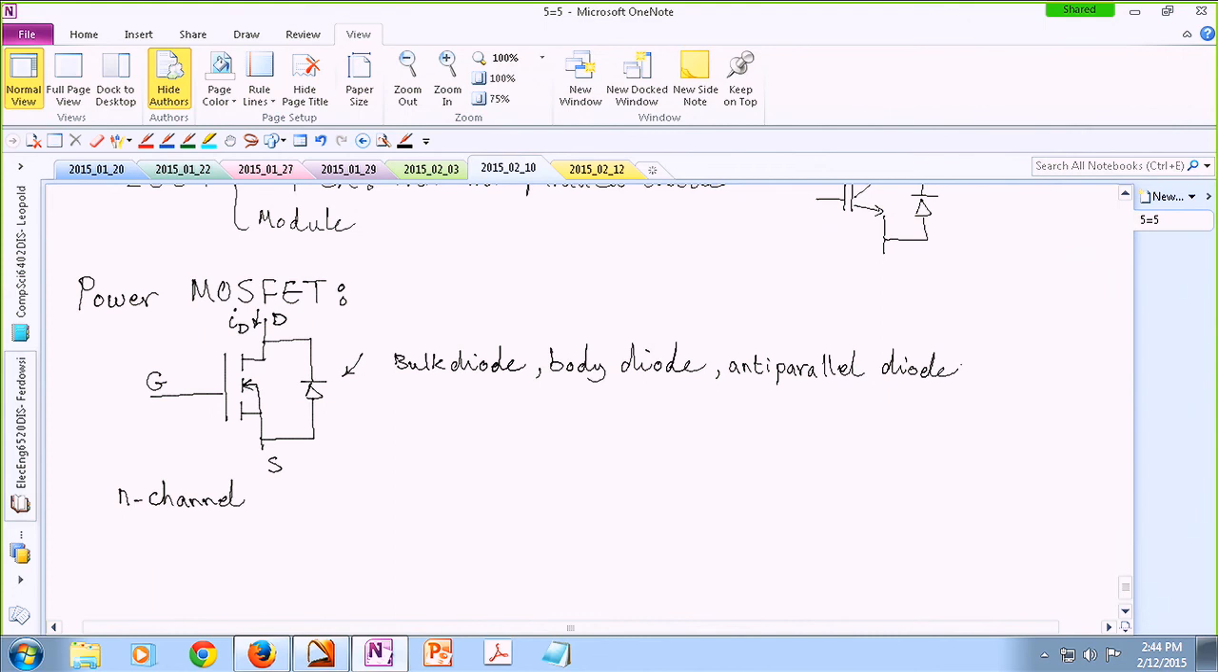So you can actually purchase an IGBT in which there is no diode placed in parallel. That's the decision of the manufacturer. But you cannot buy a MOSFET in which this diode does not exist. This diode is always there. Always remember that.